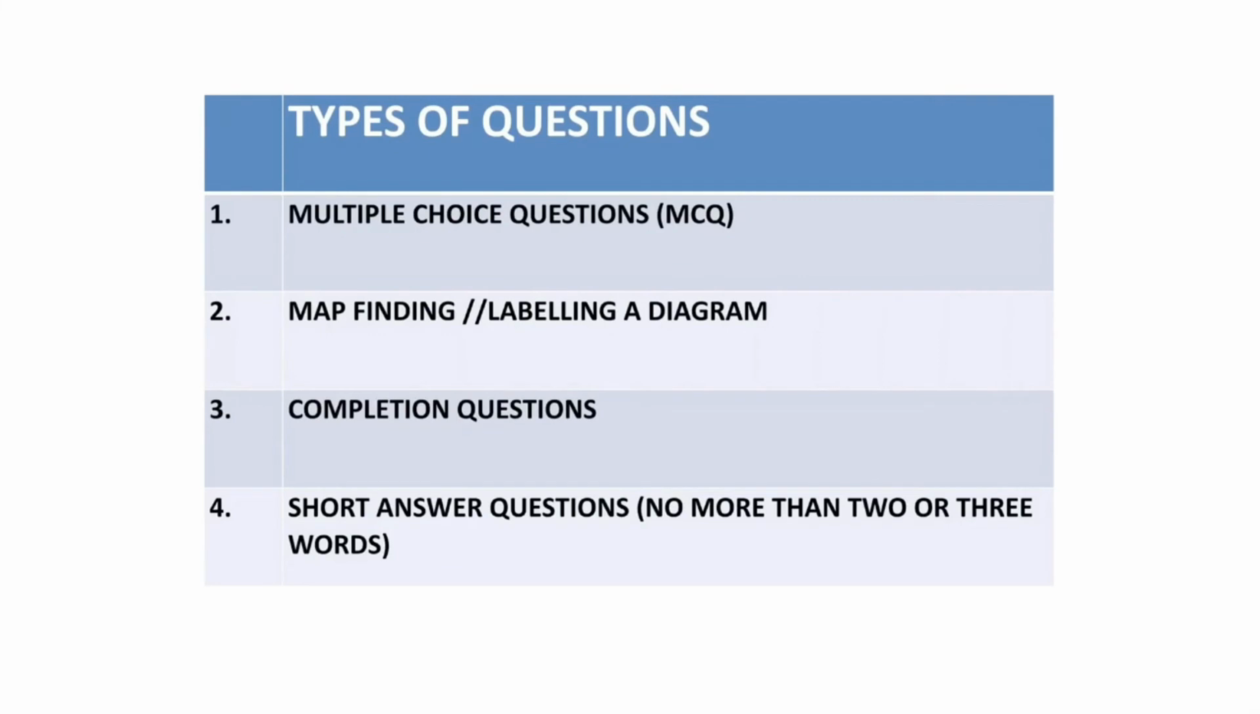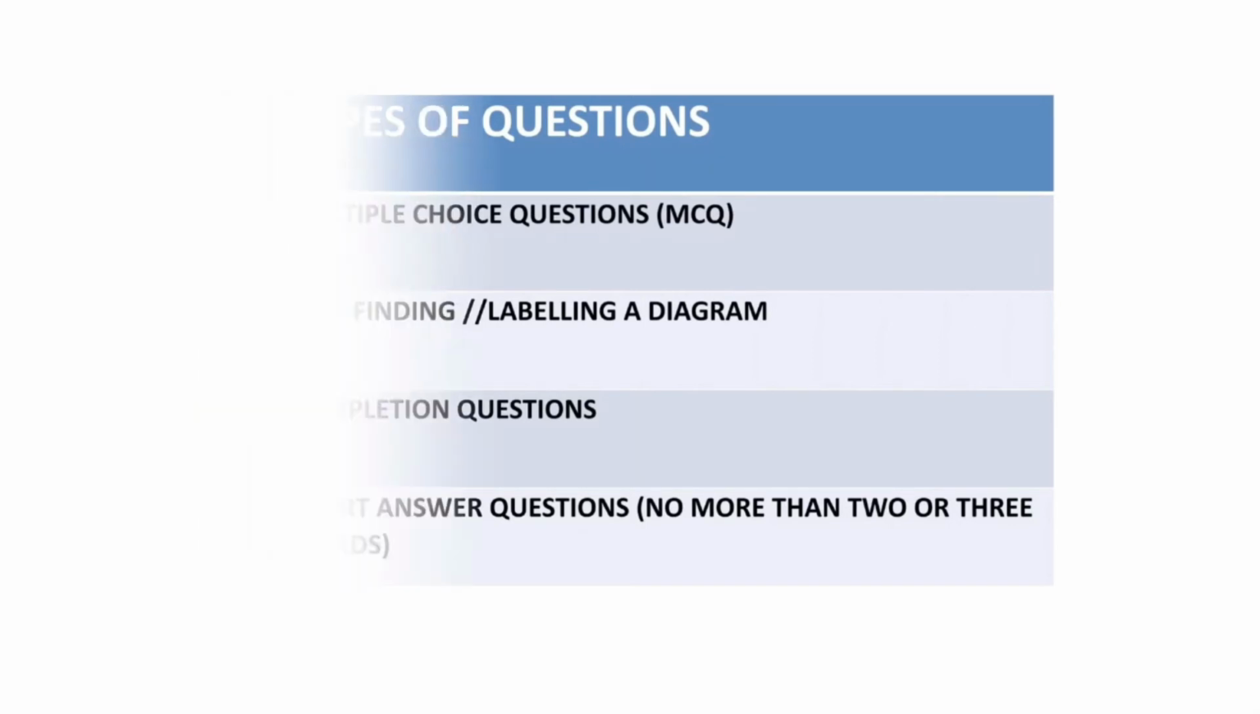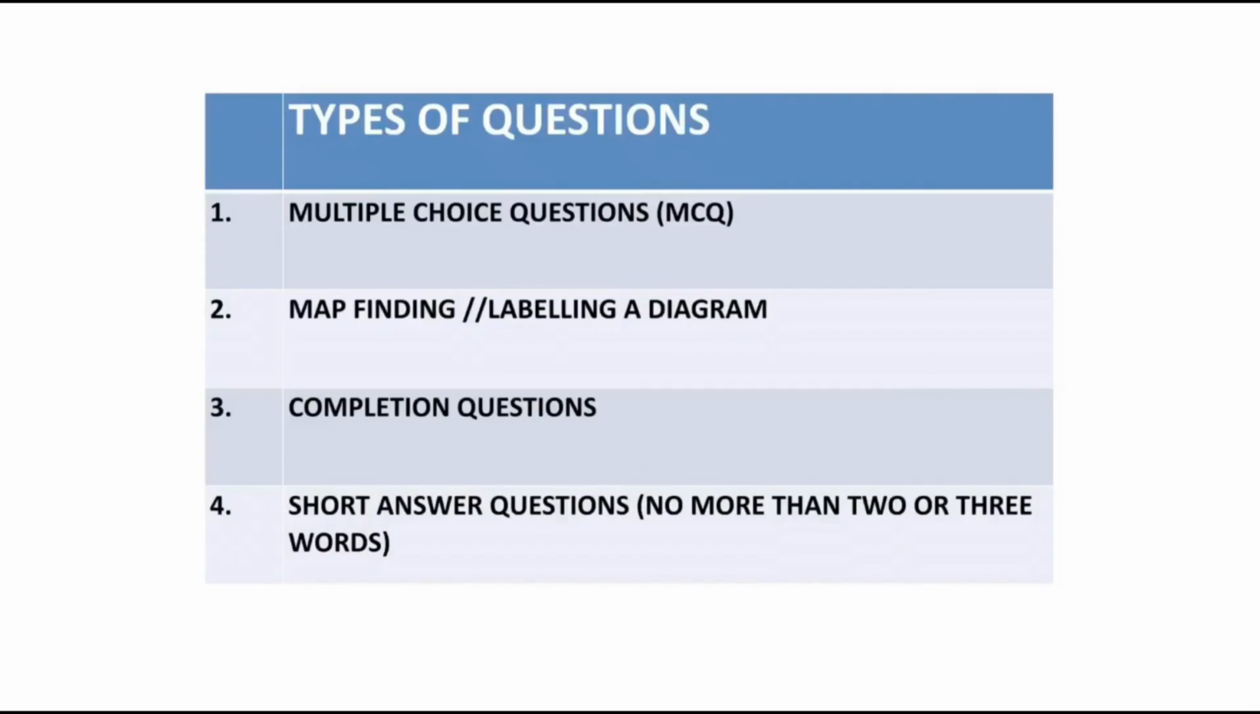Then come the types of questions you will get in your listening module. First is multiple choice questions. Second is map finding and labeling a diagram. Third is completion questions, which is also considered to be filling in the blanks. And the fourth one is short answer questions, where you have to write no more than 2 words, 3 words, or a 1 word answer only. Questions in all the parts will be explained to you in detail in the next video.